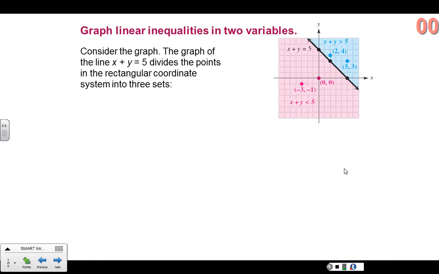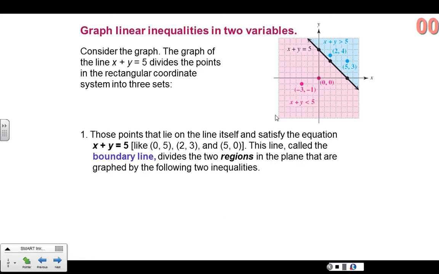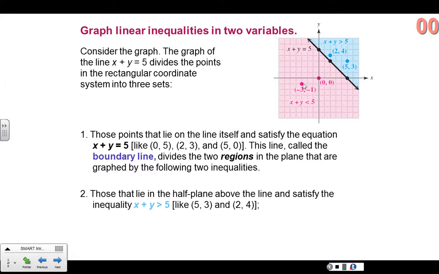Consider the graph. The graph of the line x plus y equals 5 divides the points in the rectangular coordinate system into three sets. Here's the line x plus y equals 5. Those points that lie on the line itself, that's a set, and satisfy the equation. This line, called the boundary line, divides the two regions in the plane that are graphed by the following two inequalities. x plus y less than 5, x plus y greater than 5.